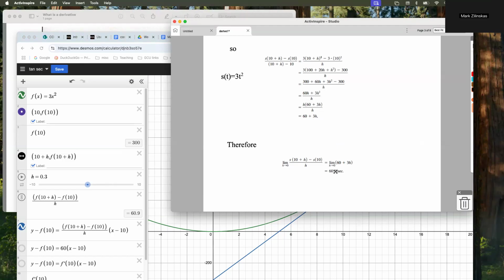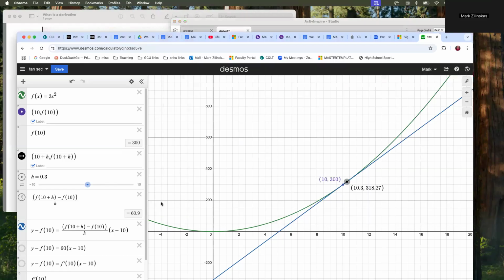Okay? And what that means is that therefore, if I consider the limit of that function, that secant line, as h approaches 0, that is going to give me this tangent line. Okay, so if I go ahead and turn this on, this is this red line. That's when the slope is 60.